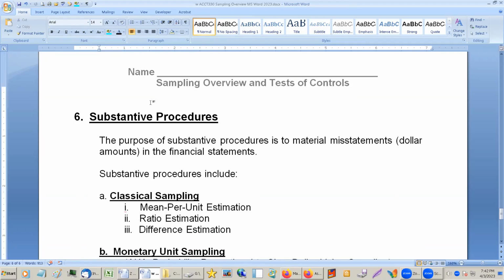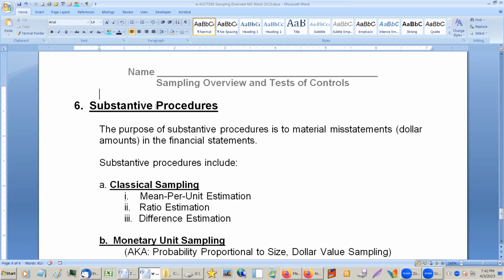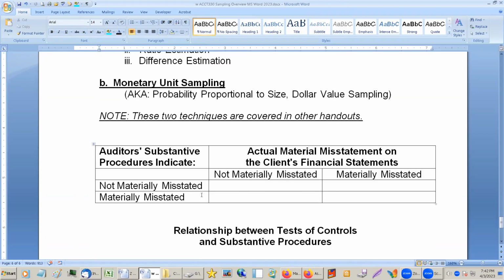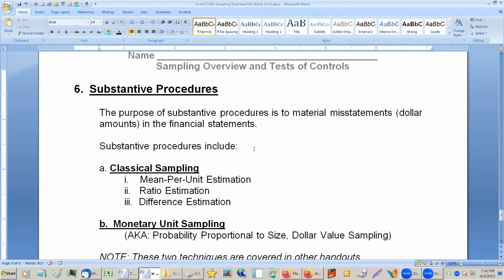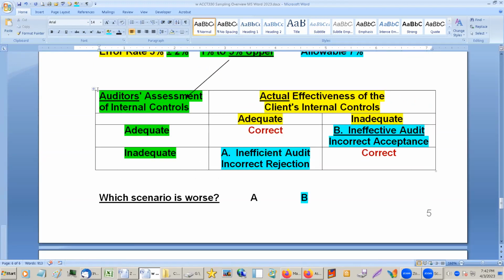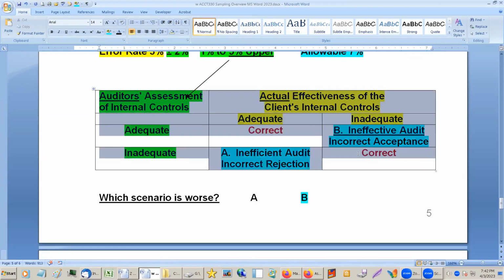Okay, we have the same situation for substantive testing. In fact, it's all the same. I'm going to copy this because the idea is the same.